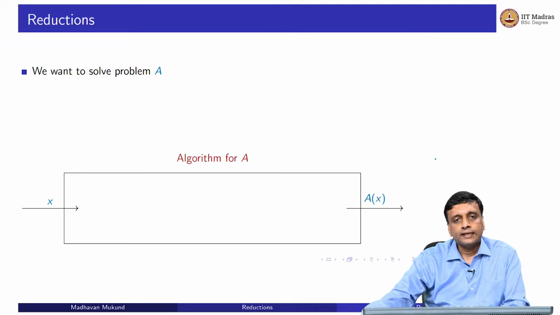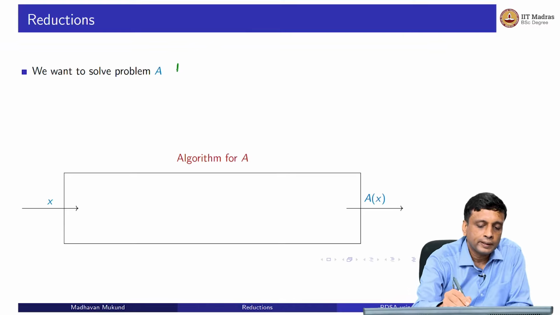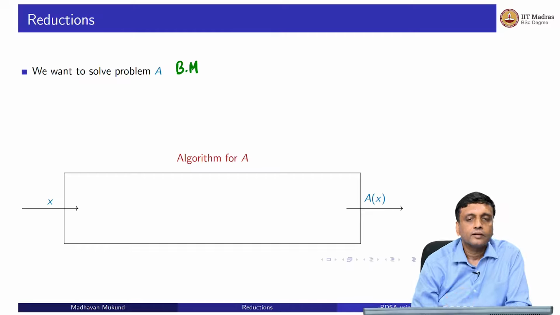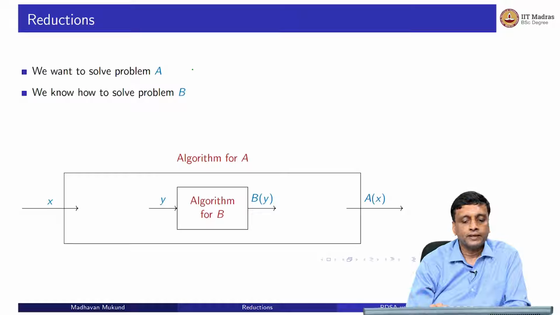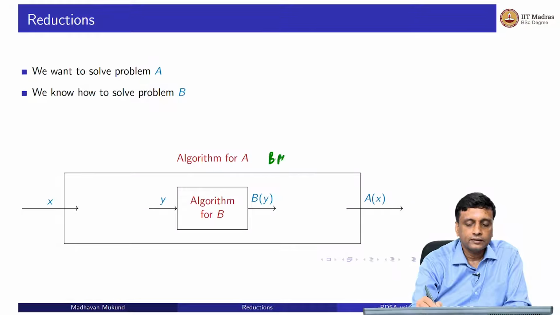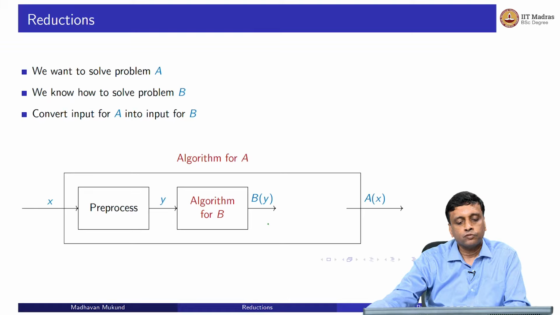So this, and other things that we have seen, are examples of what we call reductions. We want to solve a problem A. In our particular case, this could be bipartite matching. What we know how to solve is something else, network flow, because we have the Ford-Fulkerson algorithm. What we now do is convert our problem from bipartite matching to network flow.